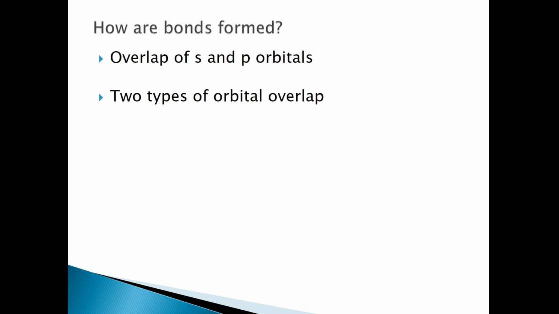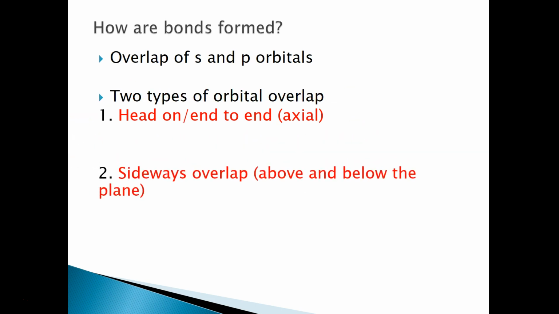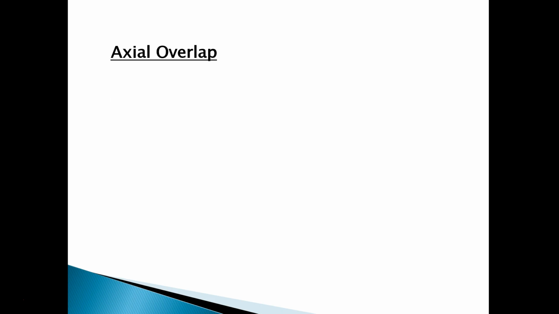All right, so how are bonds formed? Well, all covalent bonds are formed by the overlap of atomic orbitals. Now in this class, we only have to concern ourselves with the overlap of s and p atomic orbitals. And there are two types of overlap. The first is head-on or end-to-end overlap, which is also known as axial overlap, or sideways overlap, which is overlap that occurs above and below the plane of the bond. So let's look at these one by one.